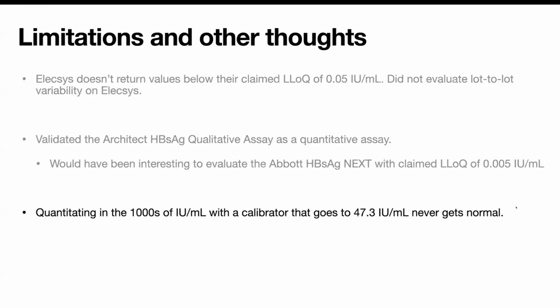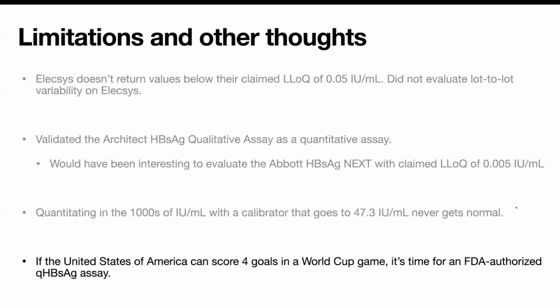And finally, I'm really excited by the new trial from GSK. We have so many new drugs that are going to come out here. So I just wanted to finish and say, if the USA can score 4 goals in a World Cup game, it's 2026. It is time for us to get an FDA-authorized quantitative hepatitis B surface antigen. I look forward to manufacturers having a reason and not having this sort of vicious cycle where there's no indication, it's not in the guidelines, it's costly to go to the FDA, so we're not going to bring it forward. We're starting to break that circle, and this is a great time for this webinar.